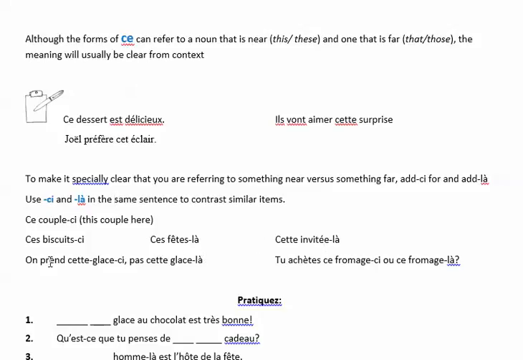Okay? And you can also use it to contrast. On prend cette glace-ci, pas cette glace-là, which means we'll have this ice cream, not that ice cream. Another example, are you buying this cheese or that cheese? Tu achètes ce fromage-ci ou ce fromage-là? Again, we use the ci after the noun for something that's close, that's near, and use là after the noun when it's something that's far. You try to contrast between close and far.